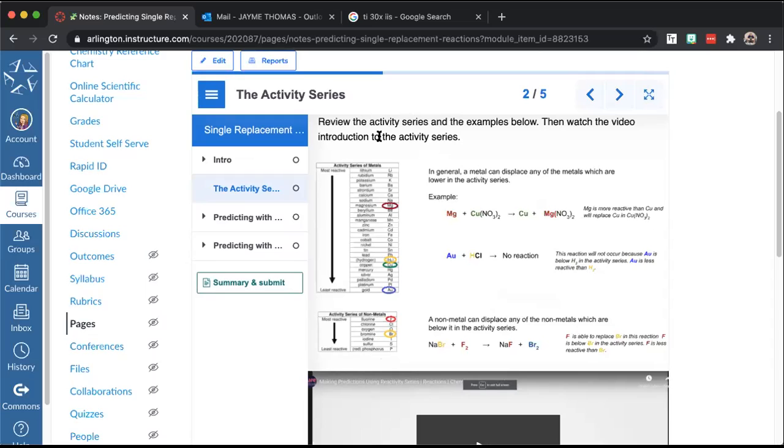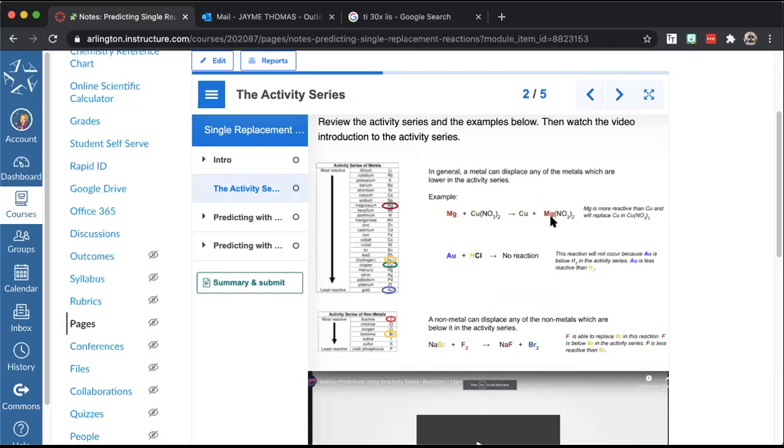And then on the metal list, a lot of times they include hydrogen, even though hydrogen is technically a non-metal. The reason they include it is because if you have an acid or you have water, a metal can replace the hydrogen in the acid or in water. If you remember, hydrogen has a positive charge like metals because it's in group 1. And because it has a positive charge, it's on that list of metals instead of the list of non-metals. So what this is saying is that, in general, a metal can displace or replace any of the metals which are lower in the activity series.